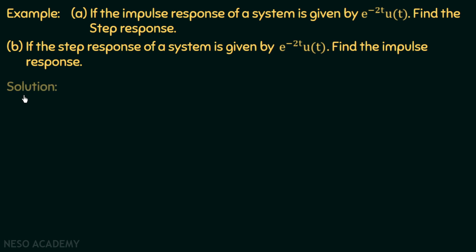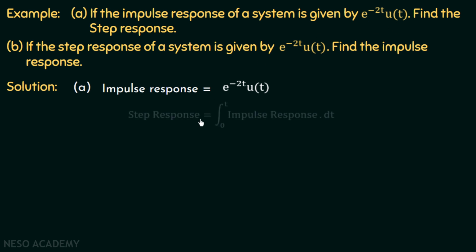So moving on to the solution, we are given the impulse response equal to e power minus 2t u(t), and we need to find the step response. So we have the expression step response equal to integral from 0 to t of impulse response, and the impulse response is e to the power minus 2t u(t). We can directly put this impulse response into this formula and find the step response.